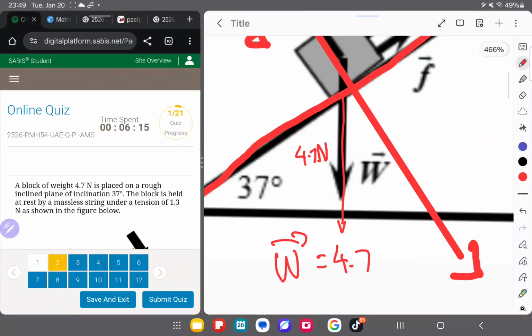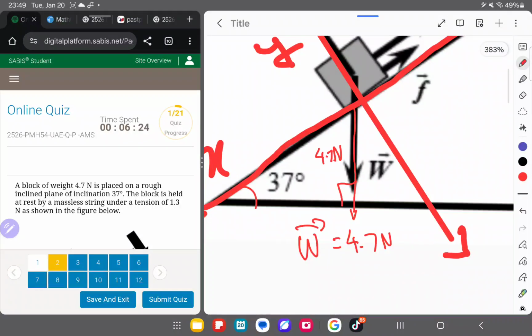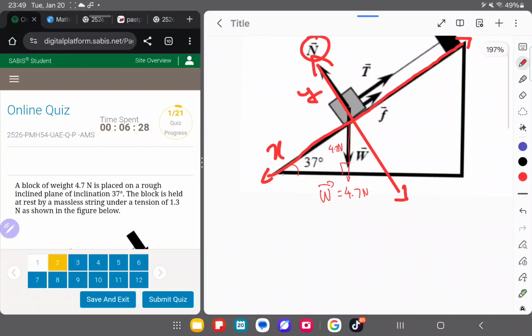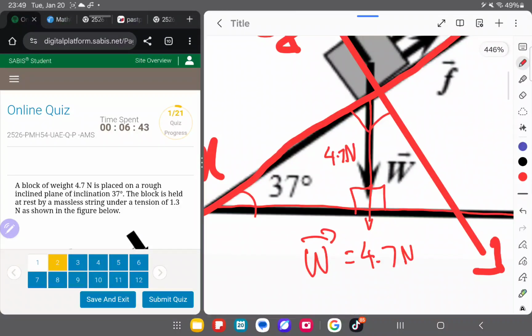And now this over here is supposedly 4.7 newtons. Now, we have this 37 degrees here, and we know that this weight is perpendicular, like when you pull down the arrow of the weight, it is perpendicular to this bottom over here, the horizontal. So now with this perpendicular thing, and also given that over here is also perpendicular, and also over here is perpendicular, now we can do similar triangles here.